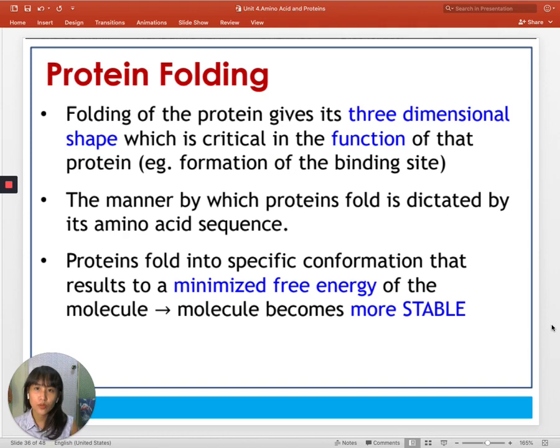Now we go to protein folding. Protein folding refers to the folding of the protein, which gives its three-dimensional shape, which is critical in the function of that protein. The manner by which proteins fold is determined by its amino acid sequence. Proteins fold into a specific conformation that results in minimized free energy of the molecule, wherein the molecule becomes more stable.